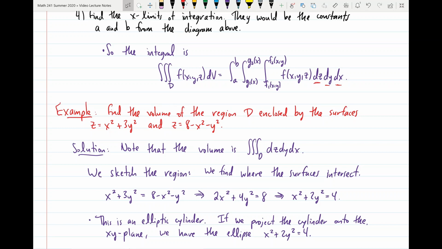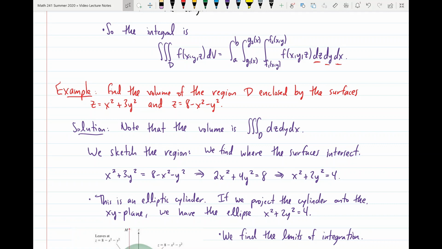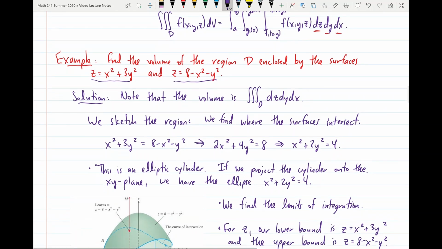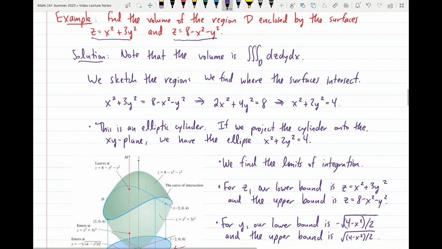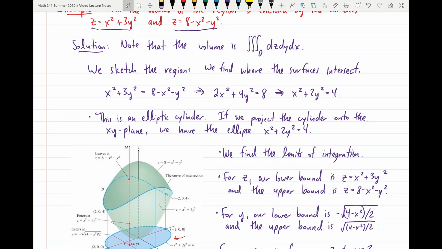So for the first example, our goal is to find the volume of some three-dimensional region D that's enclosed by two surfaces in space. We have the surface z equals x squared plus 3y squared, and the surface z equals 8 minus x squared minus y squared. We know from above that the volume of this region D is going to be given by the triple integral of dz, dy, dx over the region D in space. Our first step is going to be to sketch this region in space. One important piece of information for sketching the region might be to find where the surfaces intersect.